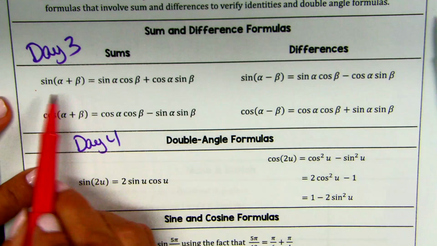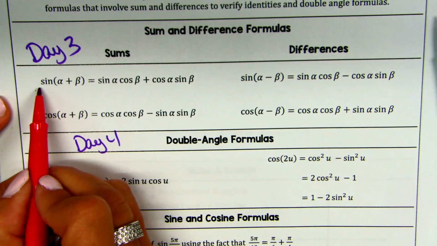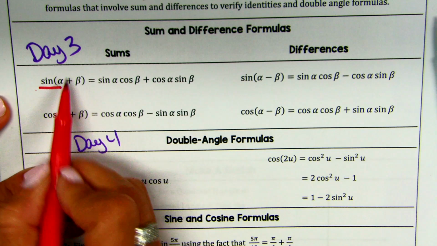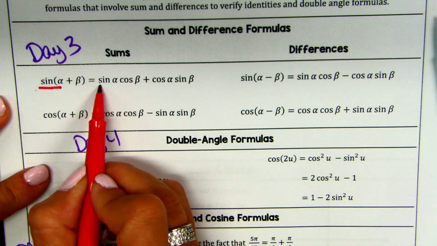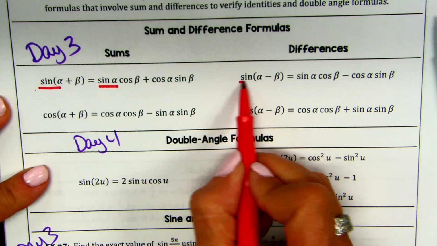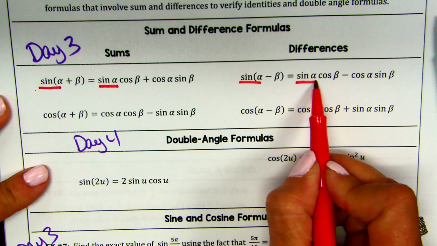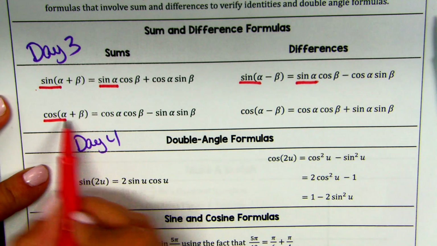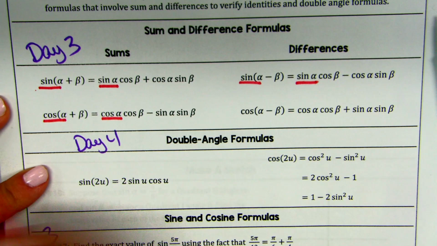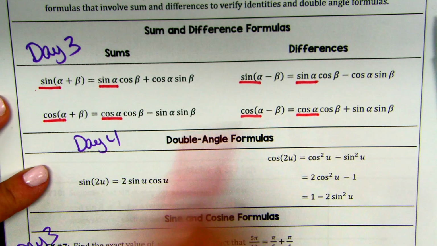Also, every time you go to the other side of the equal sign, how you start the problem is whatever's written here. So sine alpha is what happens first. Sine alpha happens first, right? Cosine alpha, cosine alpha, cosine alpha, cosine alpha.